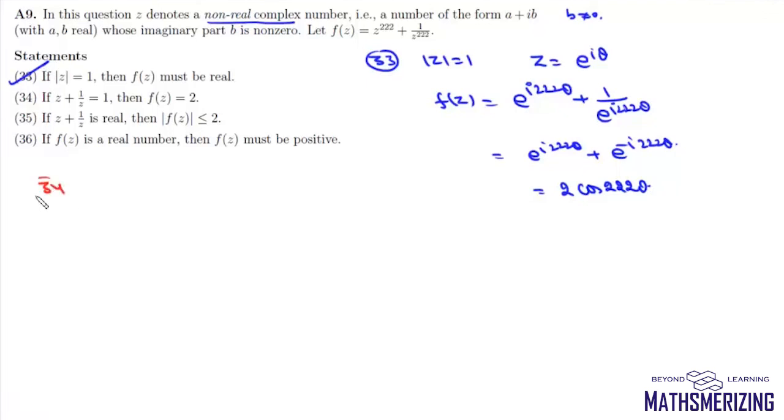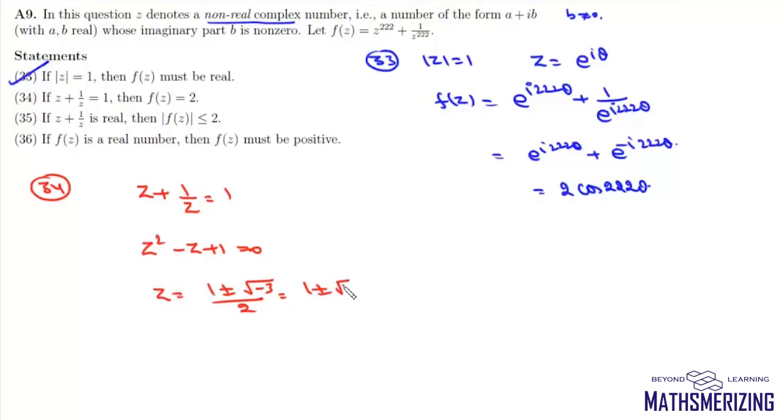Now in statement 34, we have z plus 1 upon z equals 1. Now we can write this as z square minus z plus 1 equals 0, or z is (1 plus minus under root of 1 minus 4) upon 2, or this is (1 plus minus root 3 iota) upon 2. So basically we have minus omega and minus omega square, where omega and omega square are the non-real complex cube roots of unity.